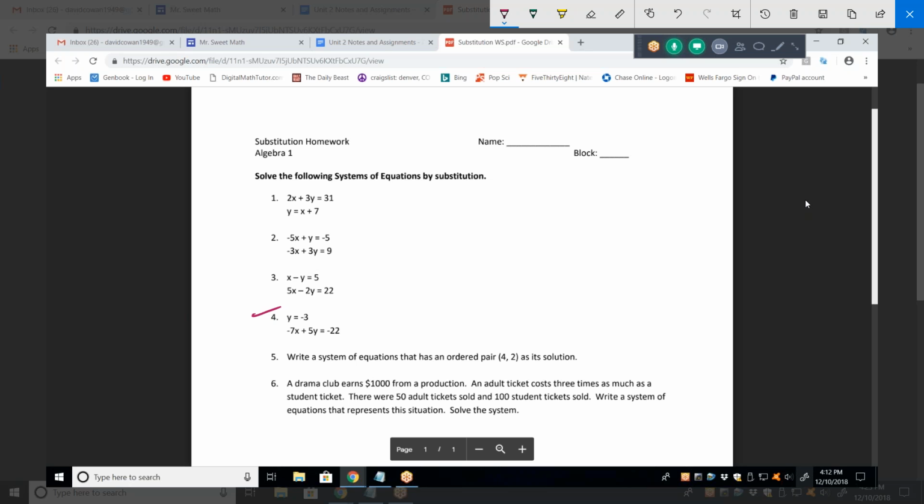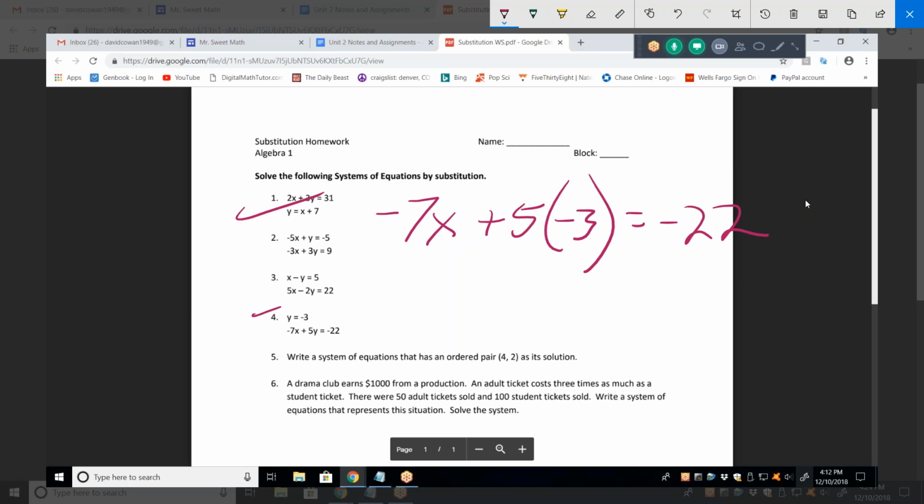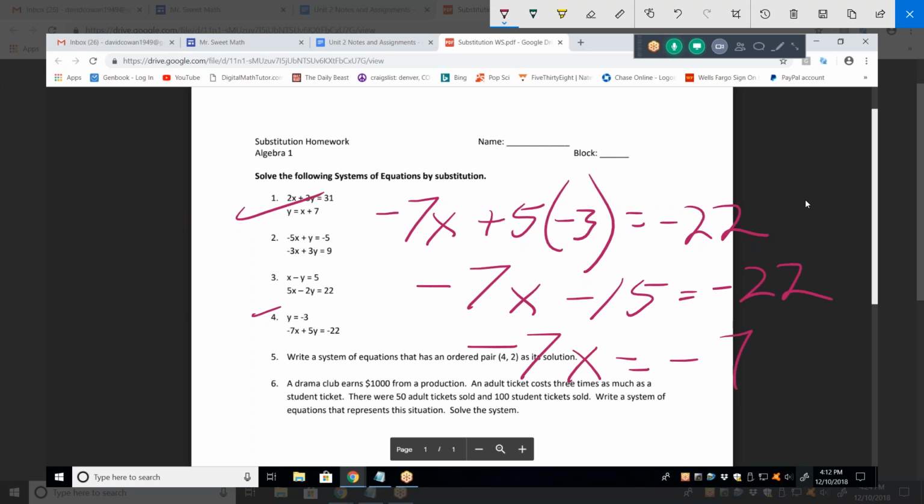Exactly. So the line would be minus 7x plus 5 times -3 equals -22. And now you're dealing with one equation, only one variable. You can always solve those. Minus 7x minus 15 equals -22. Minus 7x equals -7. X equals 1. We already knew what y was. Y is -3. So we're done. So this was only a one-step problem.